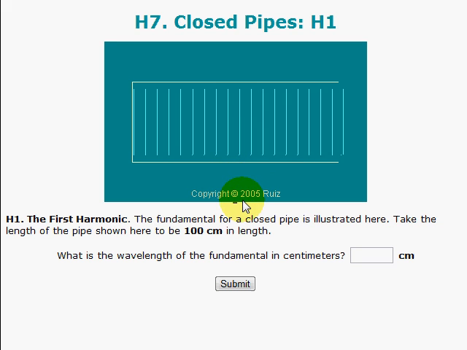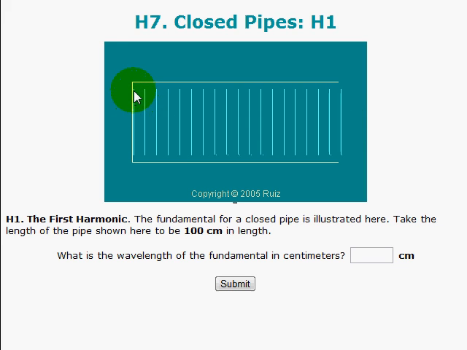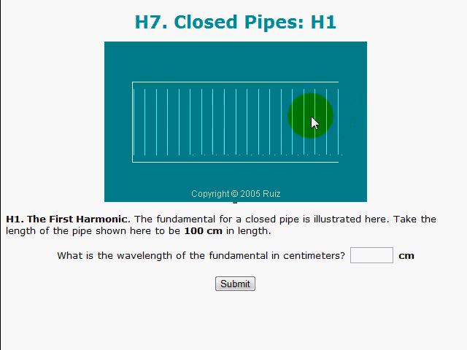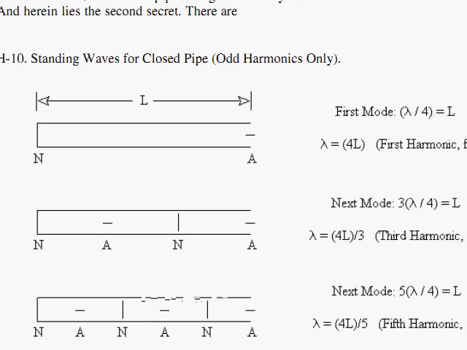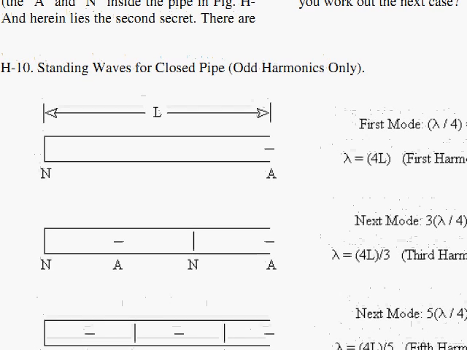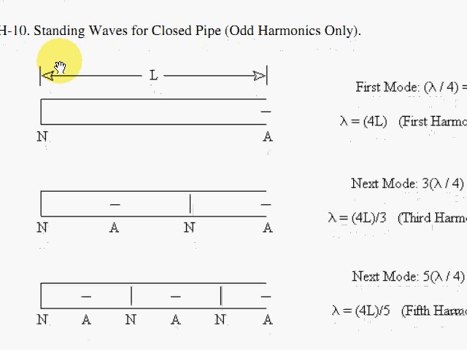Doc, reviewing closed pipes for the physics of sound and music. This is the fundamental mode of vibration for a closed pipe. You have a vertical line here to represent no motion, and there's motion over here. When we sketch this in our text, we use a vertical line for no motion and a dash to indicate where you're moving the most.